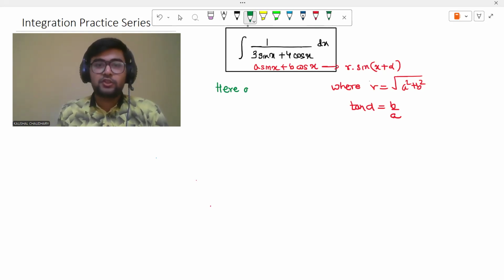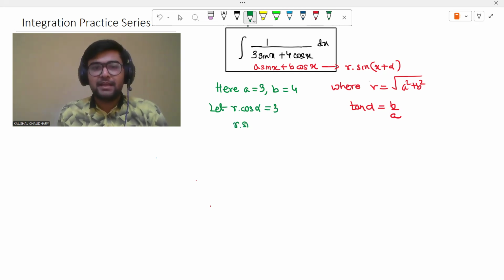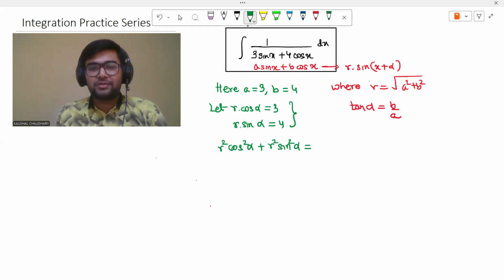Here a is equal to 3 and b is equal to 4. So let a as r cos alpha, that is equal to 3, and let b be r sin alpha, which is equal to 4. Now let's square and add both the equations. We will get r square cos square alpha plus r square sin square alpha equals 3 square plus 4 square, which is 9 plus 16, 25. So I'll take r square common out and we'll get cos square alpha plus sin square alpha in the brackets, which is 1 eventually, which is 25. So r over here will become root over 25, which is 5.